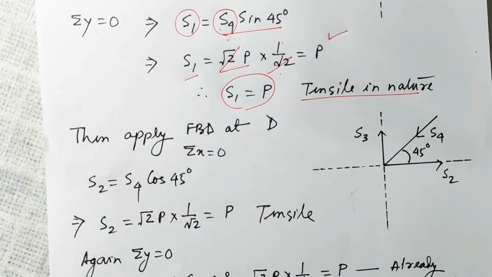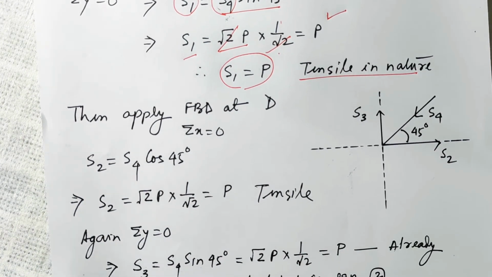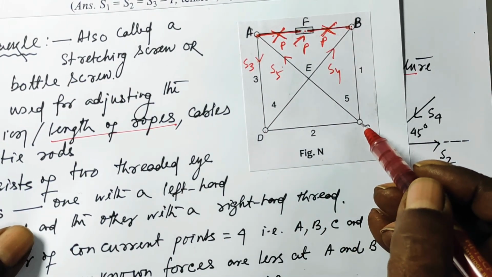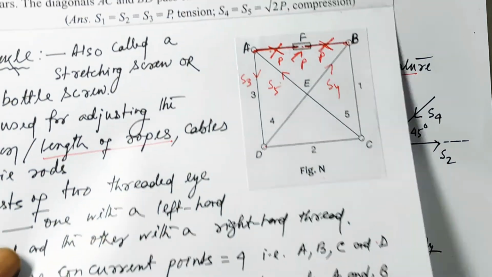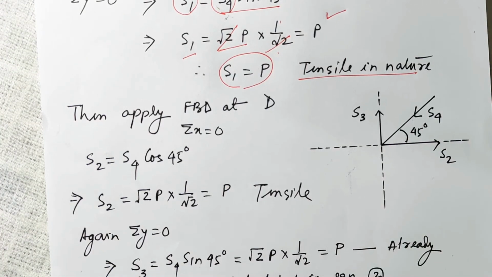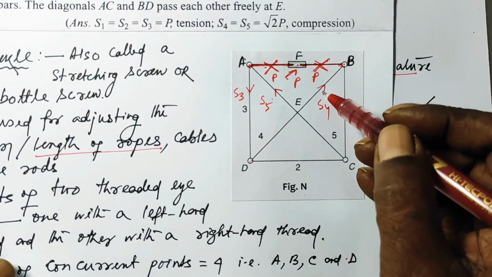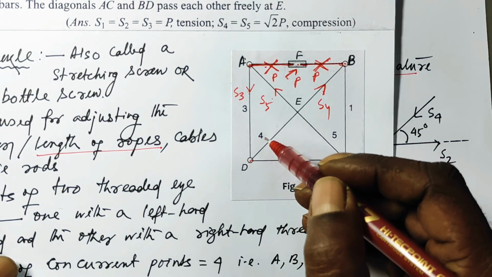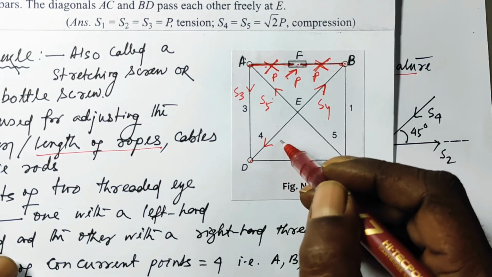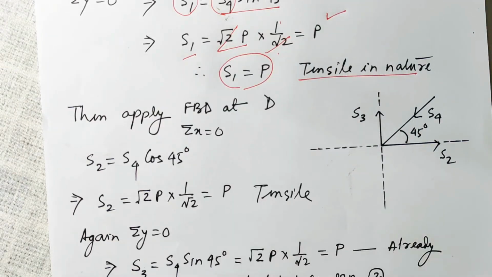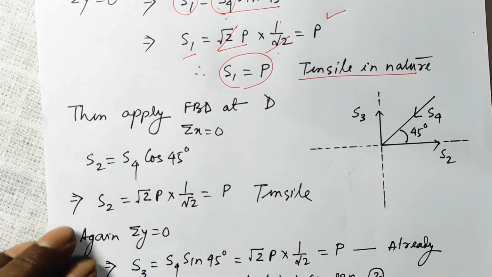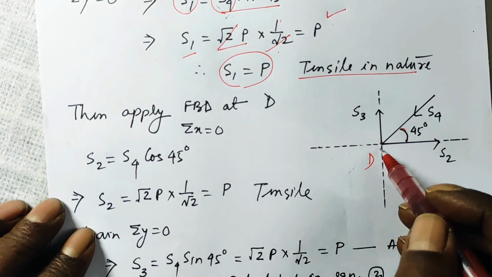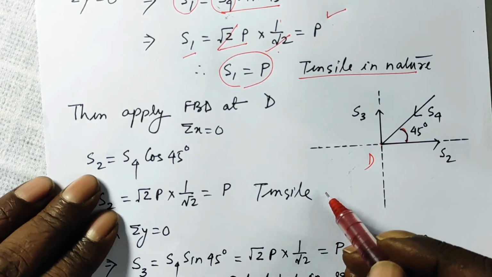And then come back and apply the free body diagram at point D. Either you apply here or apply here, one and the same thing. I am applying here. So S4, if you consider point B, is towards B, and if you consider point D, it is towards D, same S4. So this is your point D, S4, this is 45, S2, S3. Now apply sigma x is equal to 0.